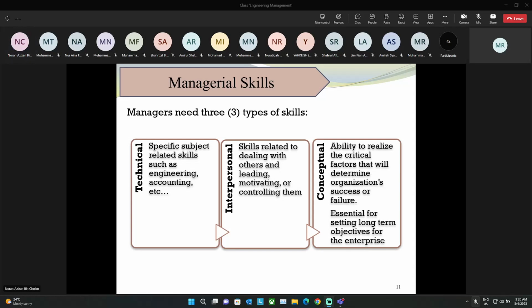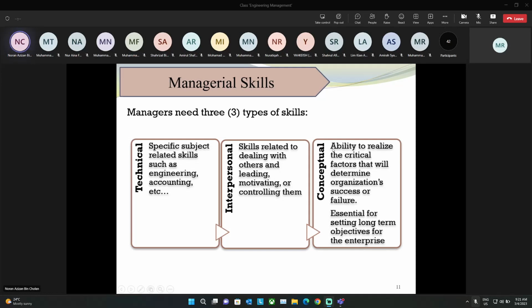Because workers are human, people are humans. That means the emotion is not always stable. There is always up and down. Motivation sometimes up, sometimes down. So as the leader, we need to make sure that motivation is good. Otherwise, the performance will degrade. So that's the interpersonal skill.